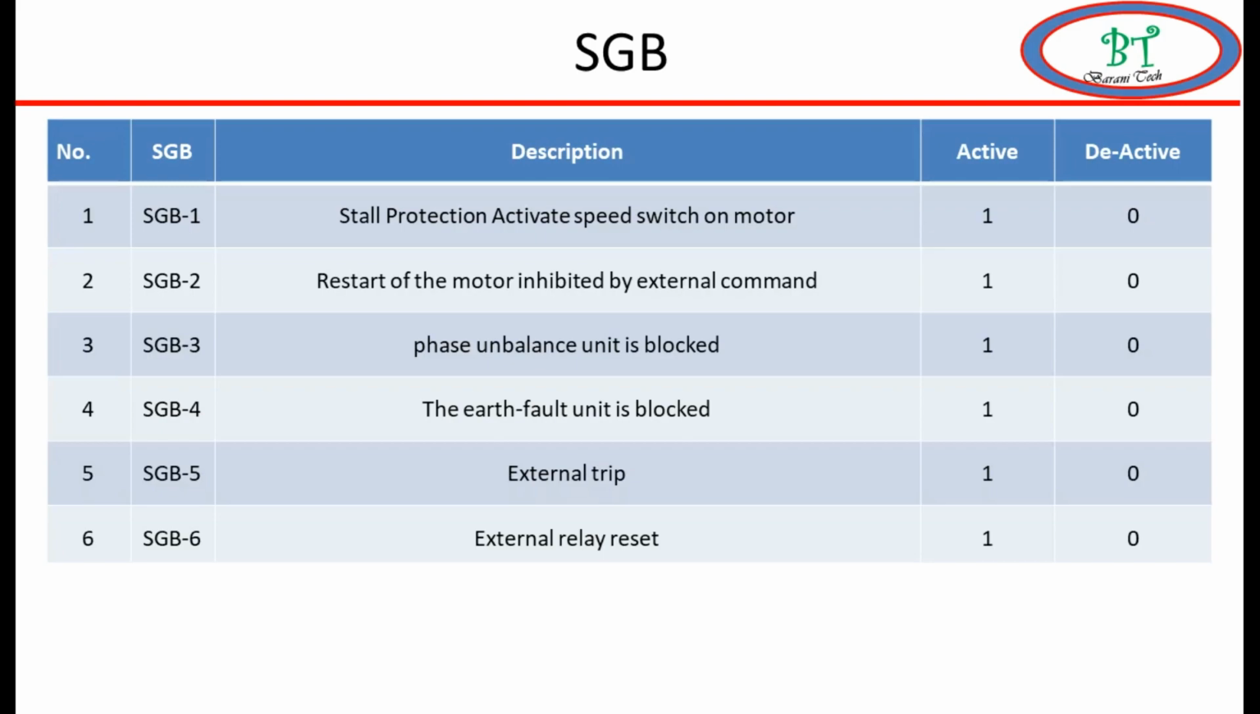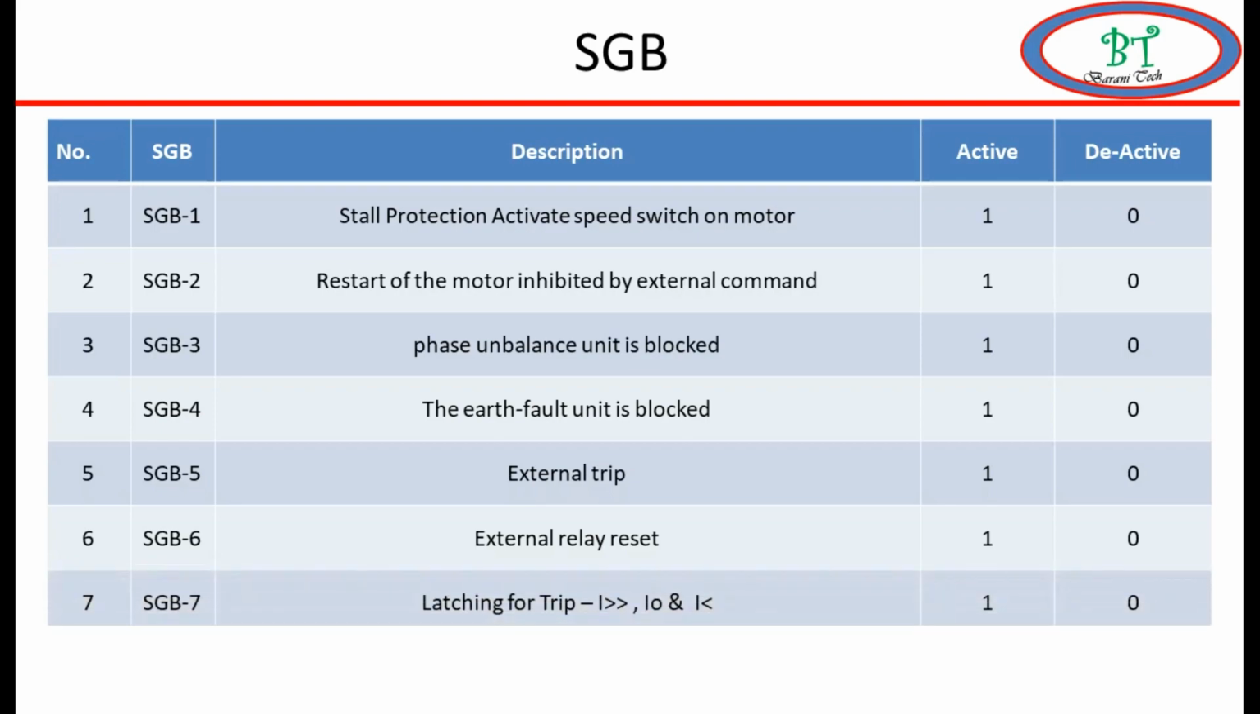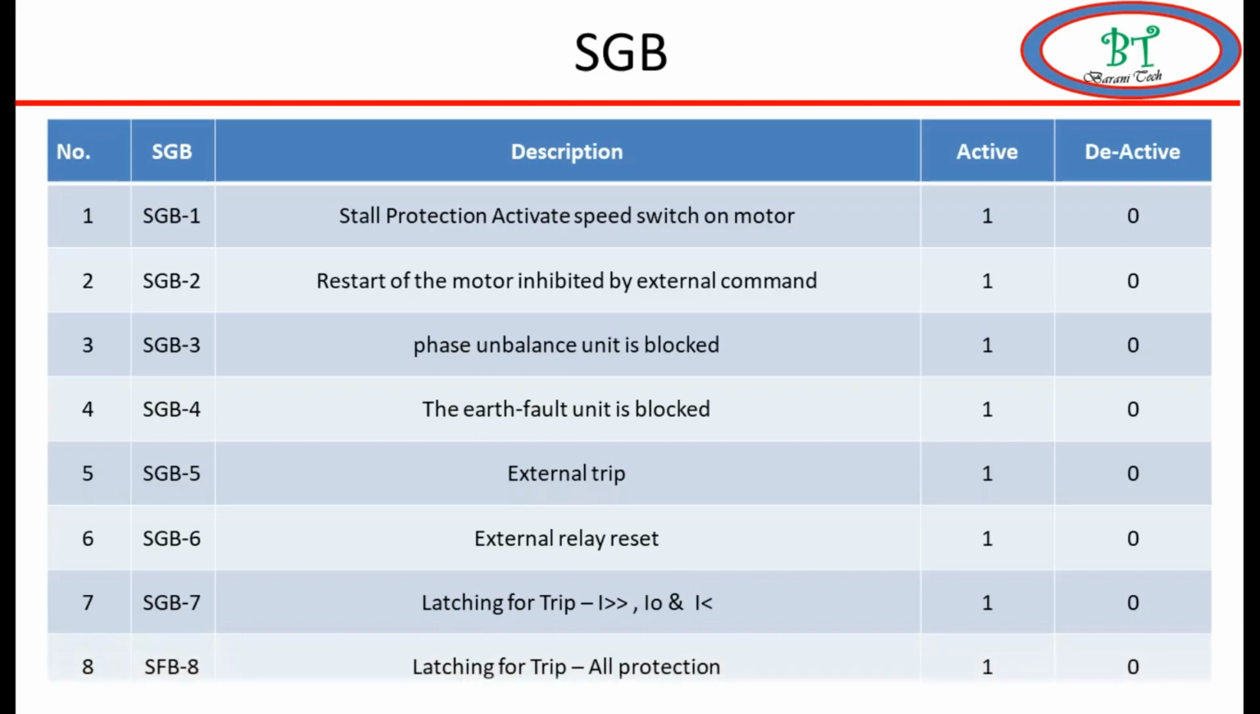Next is SGB7, latching output. For short circuit, earth fault and unbalance trip, this latching output will activate when we keep SGB7 as 1. Only these 3 protections will get latching. Similarly, when we configure SGB8 as 1, for all protections the relay will get latched. That means once the relay gets tripped, we need an external signal to reset the relay.